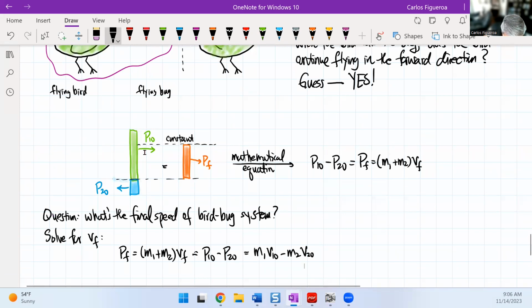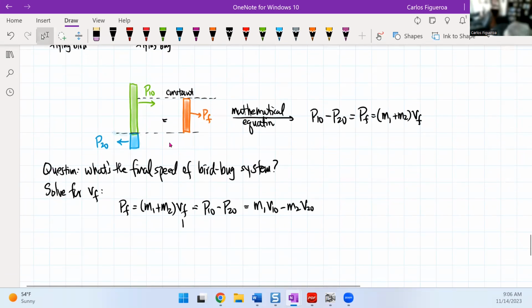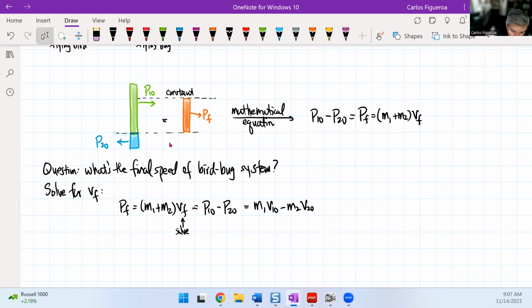So now if I want to solve for VF, this is what we're solving for, I have to divide both sides by the mass. Then that tells me that VF is going to be M1 V1 initial minus M2 V2 initial, divided by M1 plus M2.